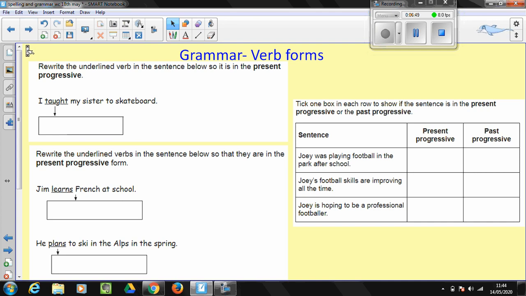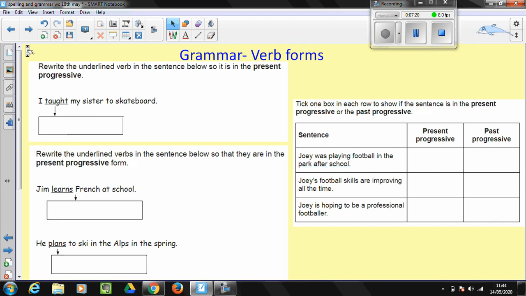Now I'd like you to have a go at answering these questions using the present progressive verb form. Rewrite the underlined sentence so it is in present progressive. I taught my sister to skateboard. How are you going to change taught so it becomes present progressive? That's right. It would be am teaching. I am teaching my sister to skateboard.